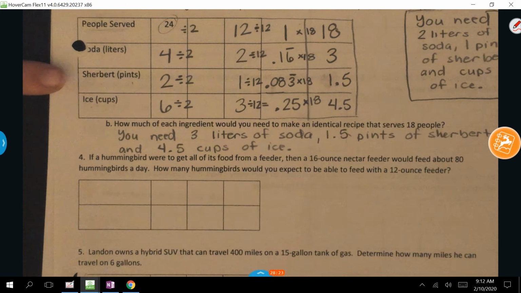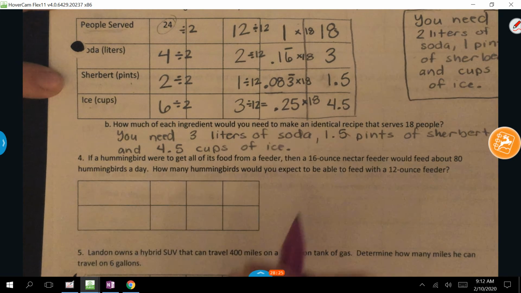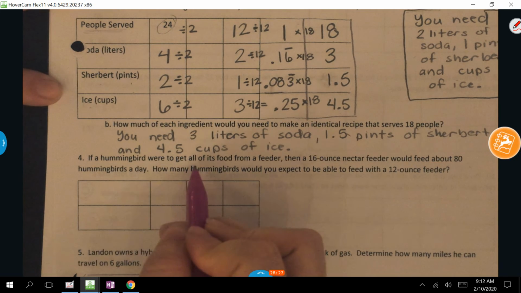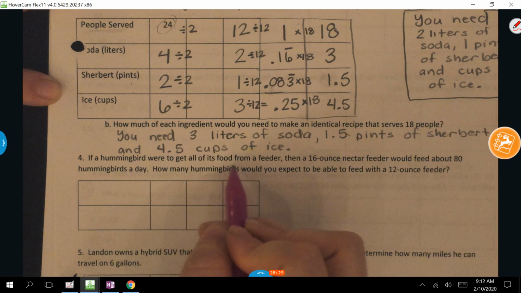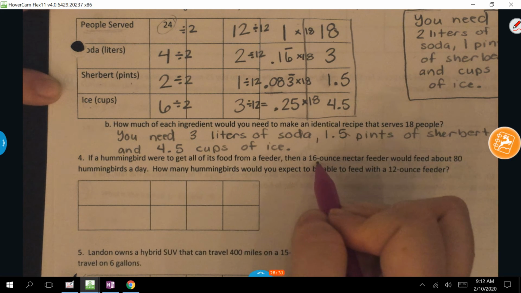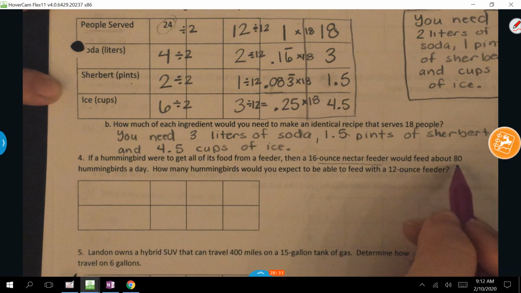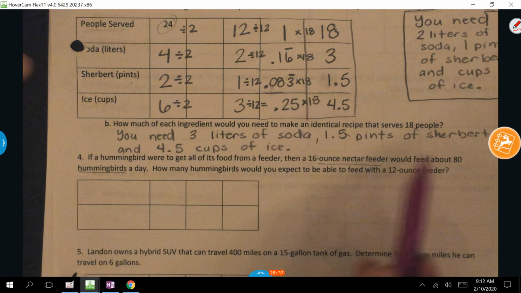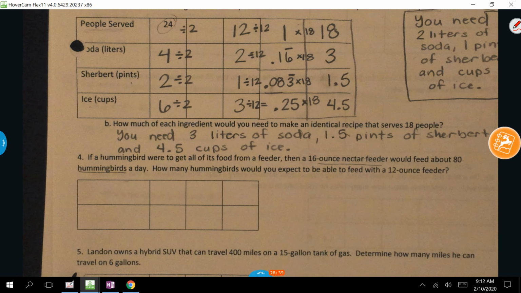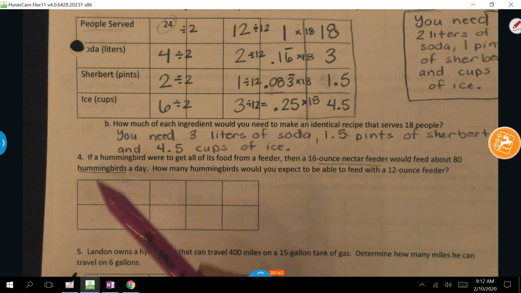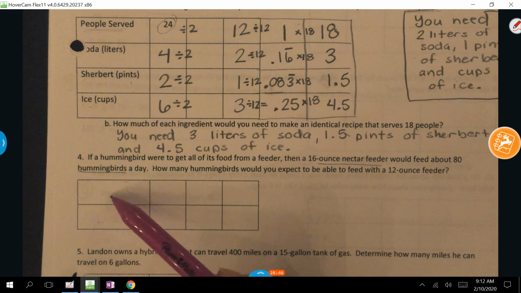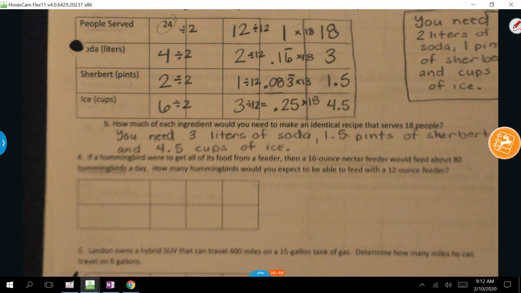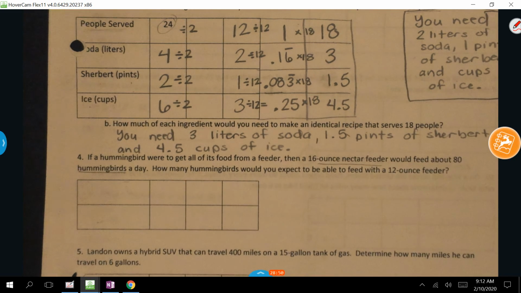Guys, remember, if you look at the next one, like number 14, it says, if a hummingbird were to get all of its food from a feeder, 16 ounces of nectar would feed 80 hummingbirds. Do you see how if you look next to those first 2 numbers, it's going to give you what to put in your chart? So here I'm going to have ounces of nectar and number of hummingbirds, okay? All right, I'm going to let you get started on that. If you have questions, please come and ask me.